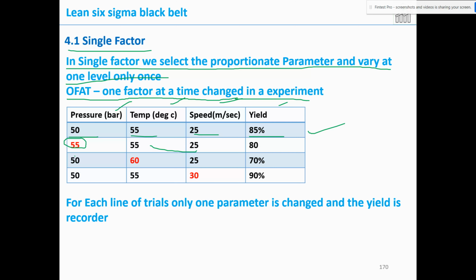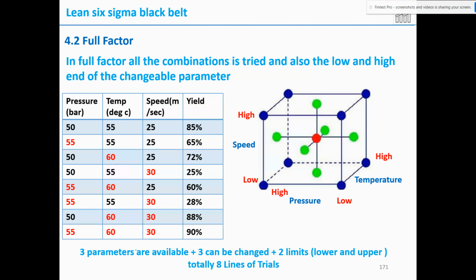Then changing only the temperature and keeping the other two constant. So in single factorial only one parameter will change and we observe the yield. Then we'll select the best combination of parameters with respect to the yield. For each line of trials, only one parameter changes and the yield is recorded. So this is an example of single factorial.